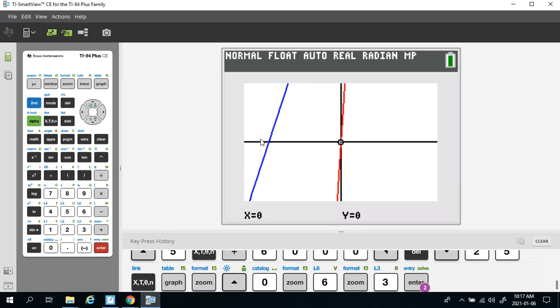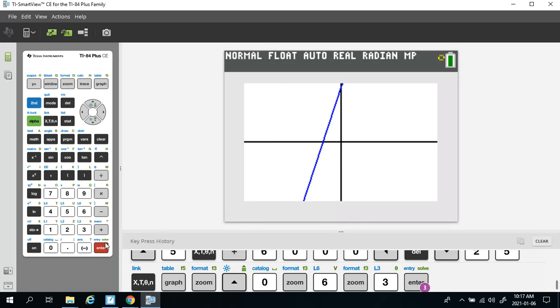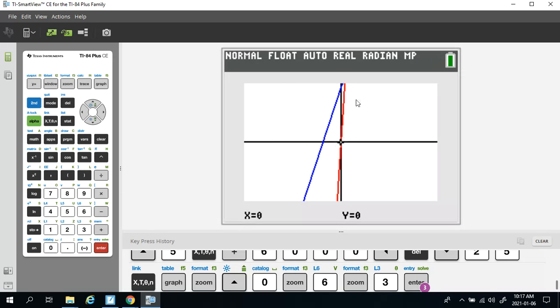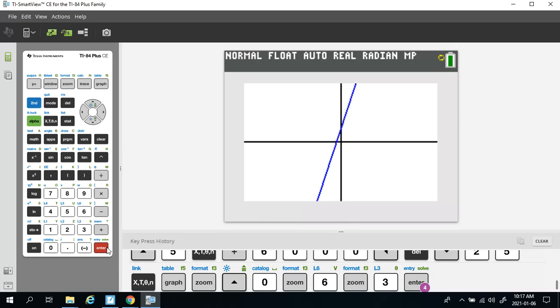Okay, let's hit enter again to go even further. Okay, now I can at least see the blue line, but it's not quite good enough here. Okay, so let's hit enter again. Okay, I'm getting close to being able to see the intersection point, but not quite. And let's do it one more time. Okay, now I can see the intersection point.